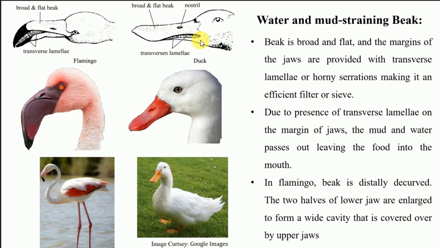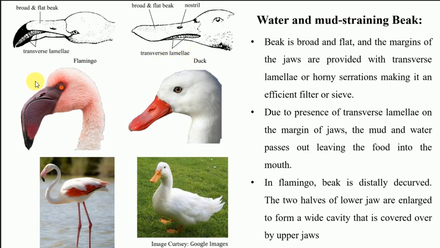Due to the presence of the transverse lamellae on the margin of the jaws, the mud and water pass out, leaving the food in the mouth cavity only. In this way they capture their food. They can remove the water and the mud, and only their food material gets trapped within their mouth. This type of beak is commonly found in birds like ducks, teals, geese and the flamingo.